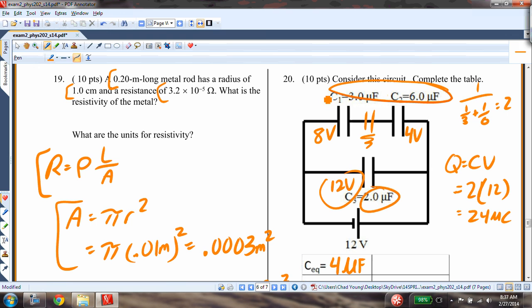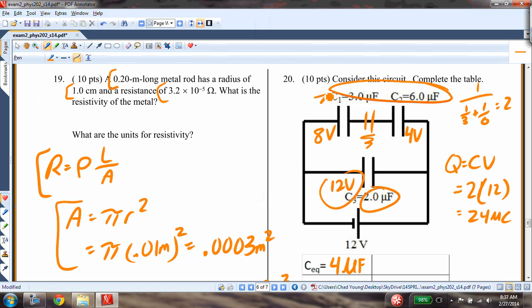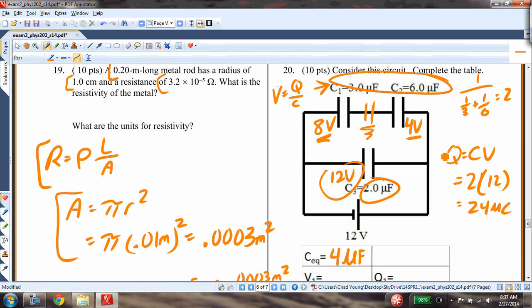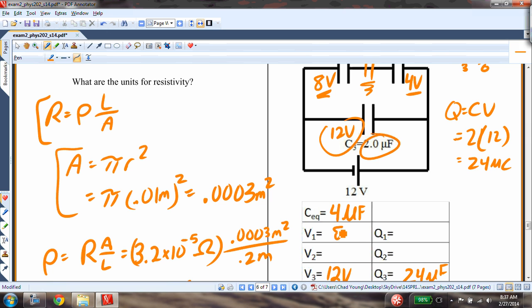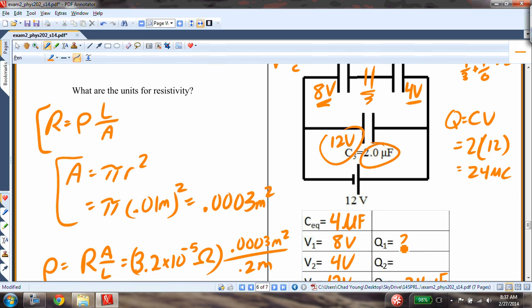And then, for example, on C1, I can say V is Q over C. That's going to be 24 over 3, which is 8 volts. And a similar thing over here, giving me 4 volts. So C1 gets 8 volts, C2 gets 4 volts. And then Q1 is going to be 24 and 24, as we've already found.